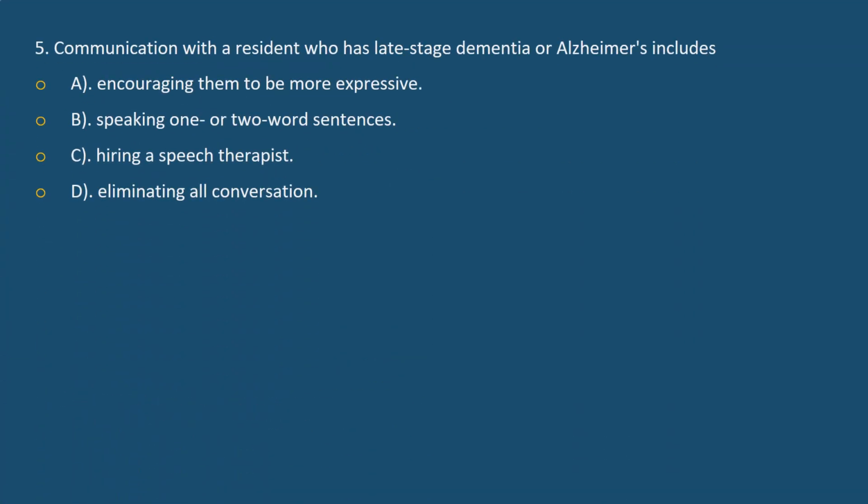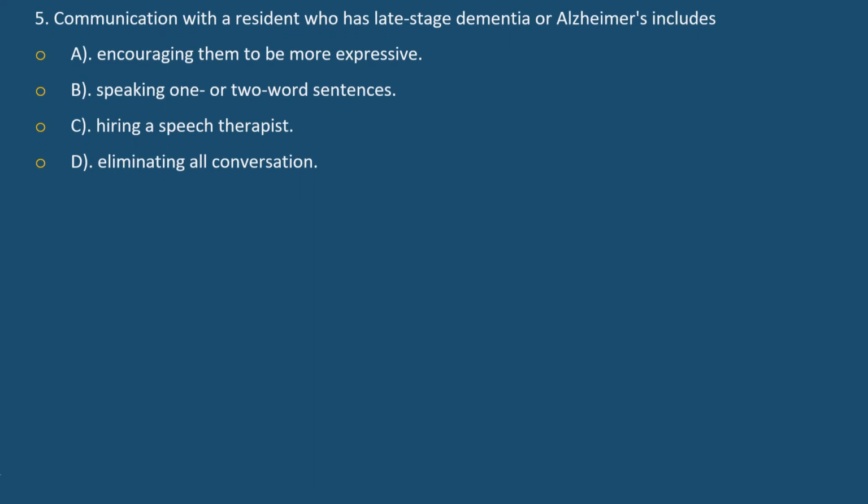Question 5. Communication with a resident who has late-stage dementia or Alzheimer's includes A. Encourage them to be more expressive. B. Speaking one or two word sentences. C. Hiring a speech therapist. D. Eliminating all conversation.